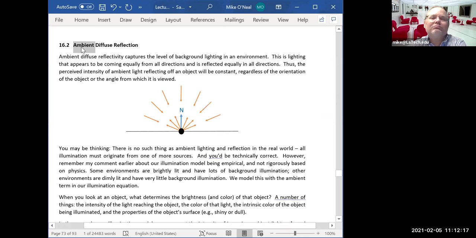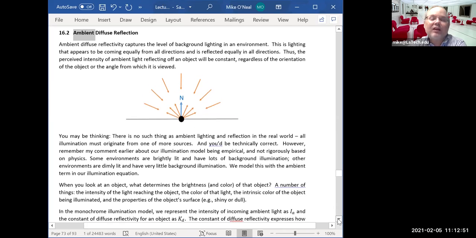So we normally don't, even though this is technically ambient diffuse reflection, normally we just shorten it and say ambient, because there would be no such thing as an ambient specular reflection. If it's ambient, the light is coming in from all directions. Diffuse is saying it's going back out in all directions. But there's no way that light can be coming in from all directions, yet going out only in one particular direction. So normally we just call this ambient.